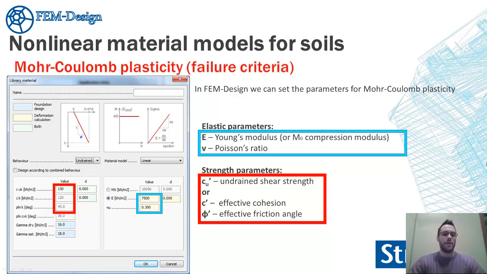So the first nonlinearity is the Mohr Coulomb plasticity, the classical Mohr Coulomb failure criteria. In this case we can set the parameters for Mohr Coulomb plasticity. So in the blue box there are the elastic parameters, the Young modulus and the Poisson's ratio. We consider an isotropic behavior of the soil material, but we need to give strength parameters also, because the Mohr Coulomb failure criteria depends on these strength parameters. The undrained shear strength, or the effective cohesion and effective friction angle, depends on whether we set the undrained or the drained behavior of the soil during the calculation.